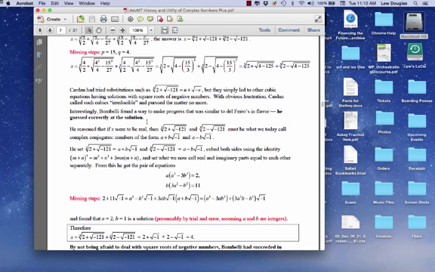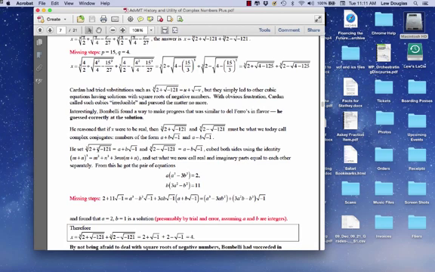Okay? But Bombelli found a way to make progress that was similar to Pharaoh's, and that is he guessed correctly at the solution. He reasoned that if x were to be real, then these two cube roots must be what we today call complex conjugates. Numbers of the form a plus b times the square root of negative 1. They weren't using i at this point. And a minus b times the square root of negative 1. He just came up with this.